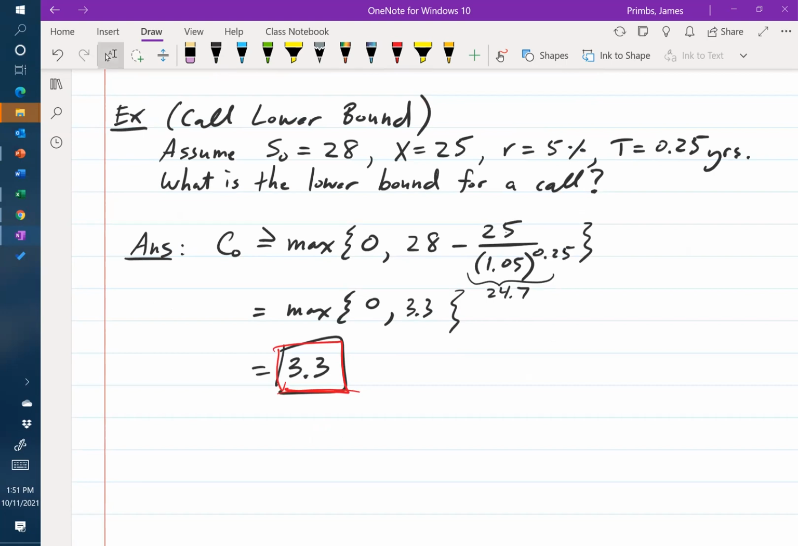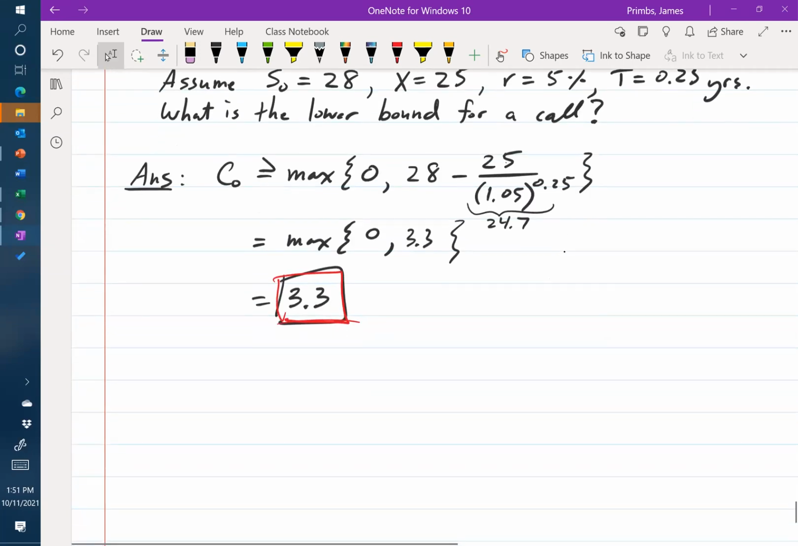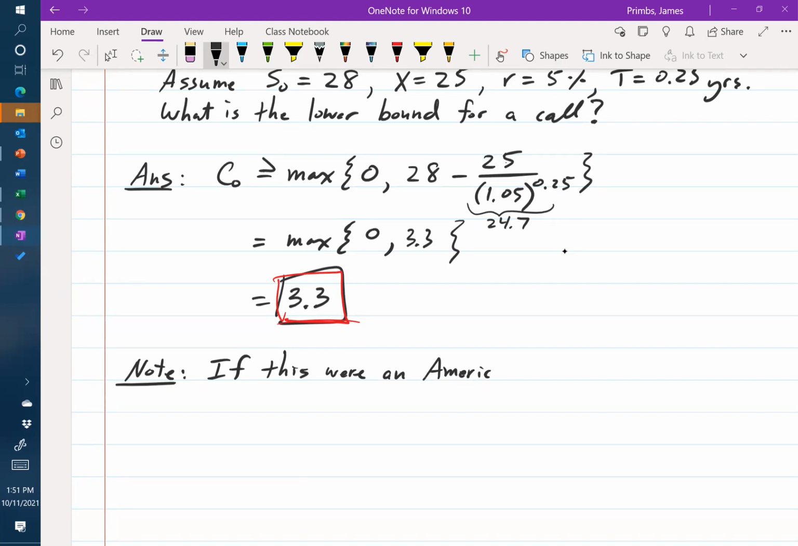All right, let me ask you then a question, and then I'll get to the key result. So here's a note. The lower bound we just calculated was for a European option that doesn't pay a dividend. So let me ask, if this were an American option, in particular, this is a call, right? This were an American call.